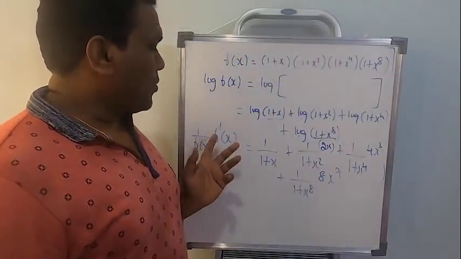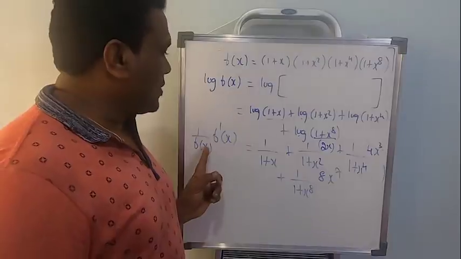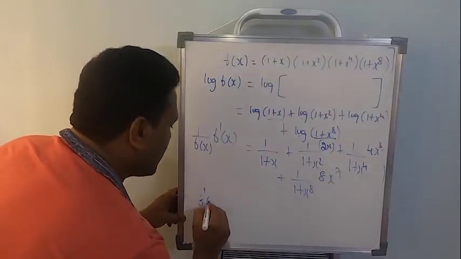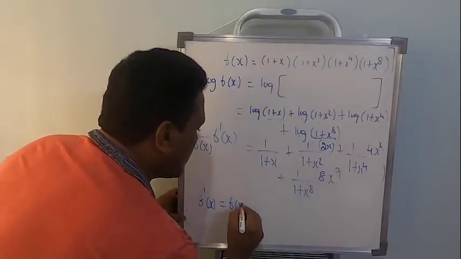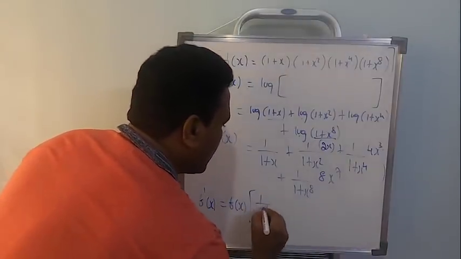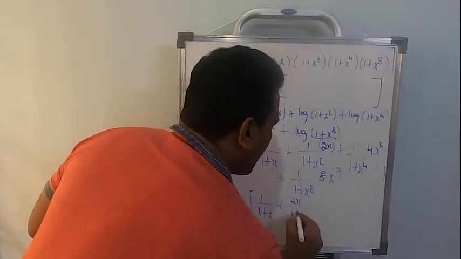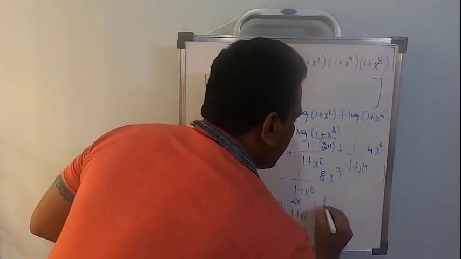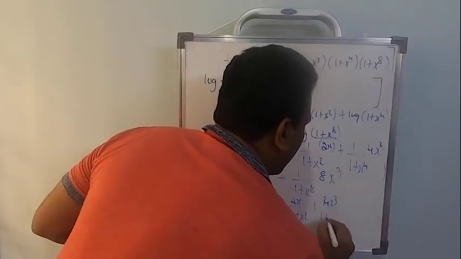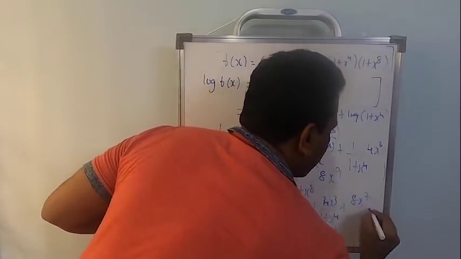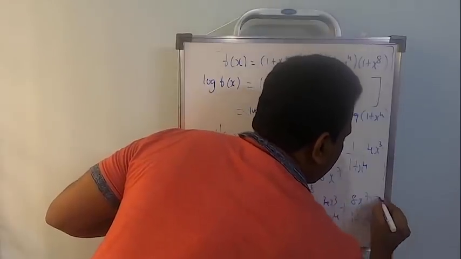So what we need to do is quite simple. I need to shift f of x to the right side. So I'll just write one more step before that. F dash of x will be equal to f of x multiplied by 1 by 1 plus x plus 2x by 1 plus x square plus 4x cube by 1 plus x power 4 plus 8 x to the power 7 by 1 plus x to the power 8.